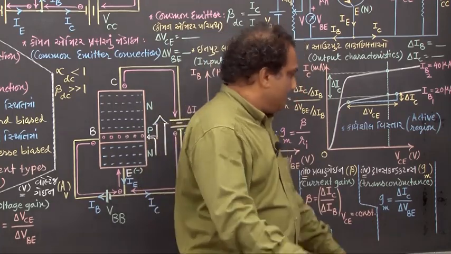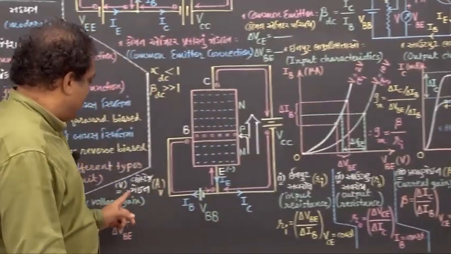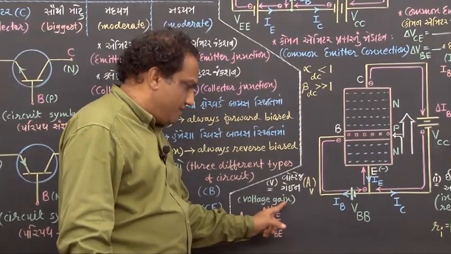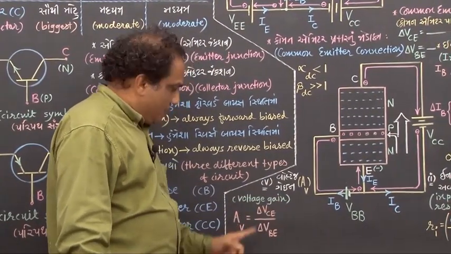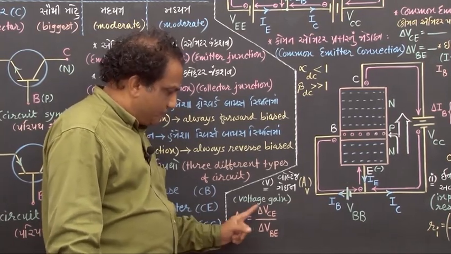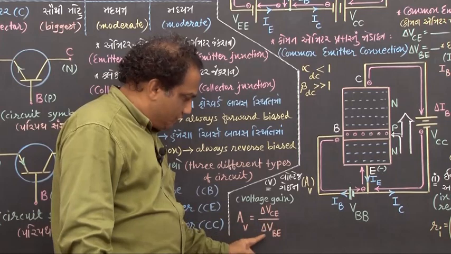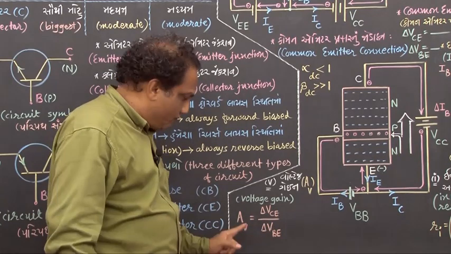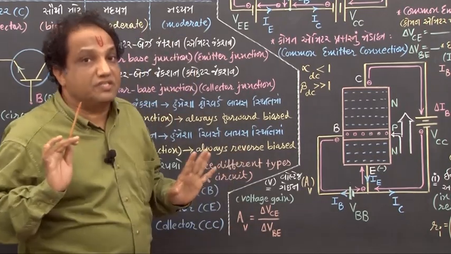Simple, fine. And now the fifth parameter is this, look, it is called voltage gain, shown by symbol AV. V you will write below A this way. The ratio of change in output voltage to the change in input voltage is called the voltage gain of a given transistor.